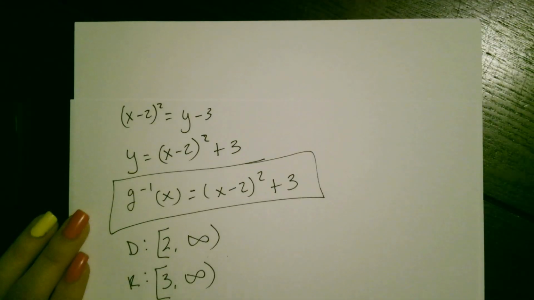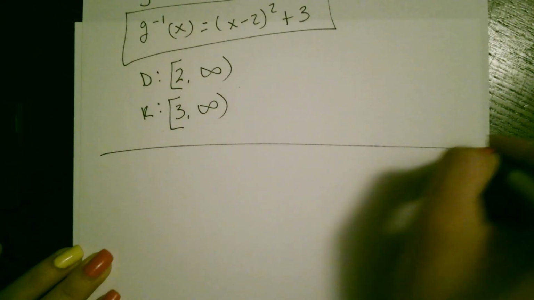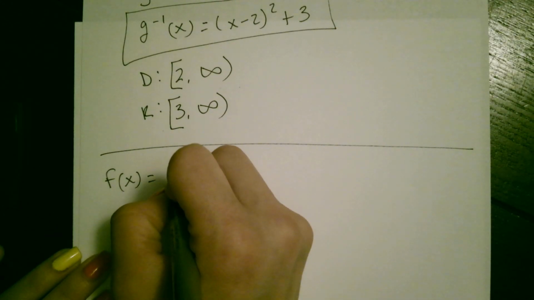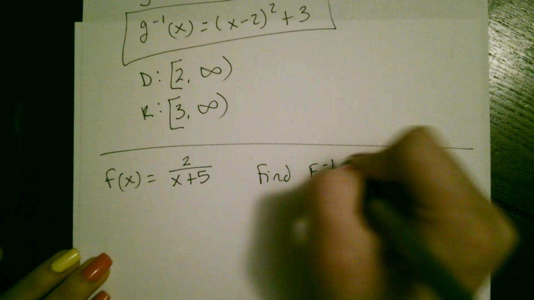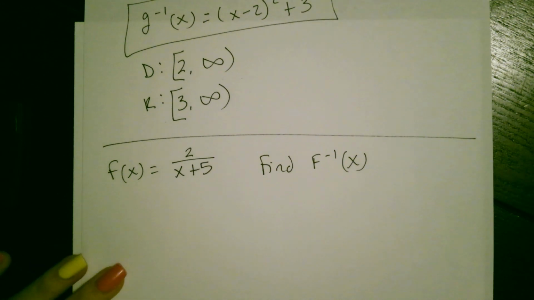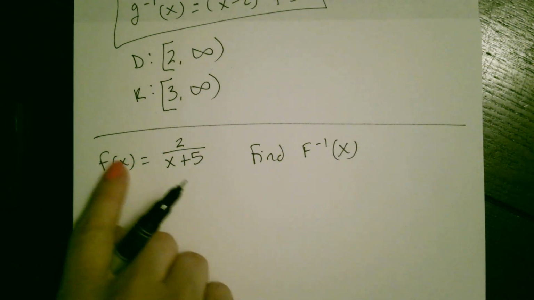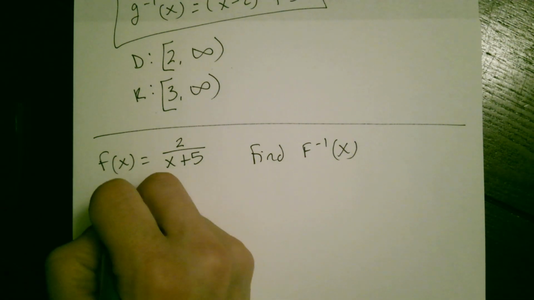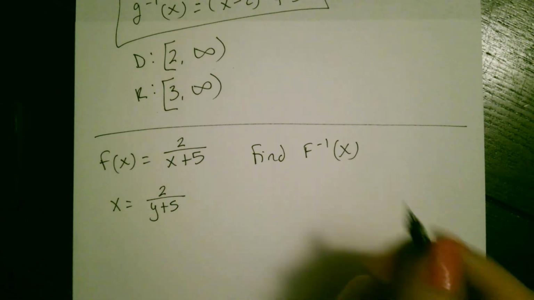Alright, let's do one more example of finding the inverse. Kick it up a notch. So let's say f of x is equal to 2 over x plus 5. And I want to find f inverse of x. So we'll start off by everywhere there's an x, put a y, and everywhere there's a y, put an x. Remember that f of x or g of x or whatever of x, this is just our function notation, so this is our y. So I have x equals 2 over y plus 5, and now I'll solve.